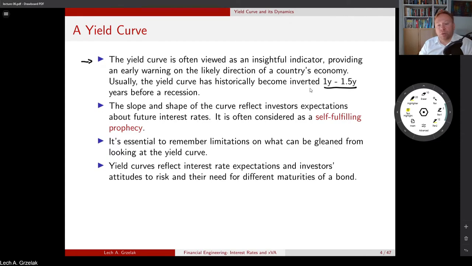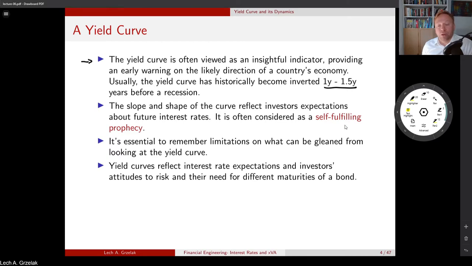So essentially, it also suggests that before the recession takes place, there is already a flow movement in the market between different market instruments. The recession is basically a result of these flows that took place over many years. So a recession is not one thing which happens overnight. It is a result of processes that took place over many, many years. The slope and shape of a curve reflects investors' expectations about future interest rates.